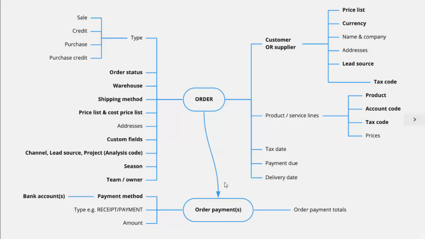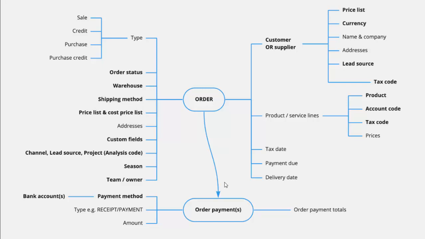Now we'll take a look at payments. Orders are marked as paid by the existence of something called a customer payment for sales and supplier payment for purchases. Collectively, they're known as order payments. An order payment is either of type receipt from a customer, or a payment to a supplier or a customer refund, an authorization, or a capture. Multiple order payments can be created for a single order. Order payments are always in the same currency as the order.